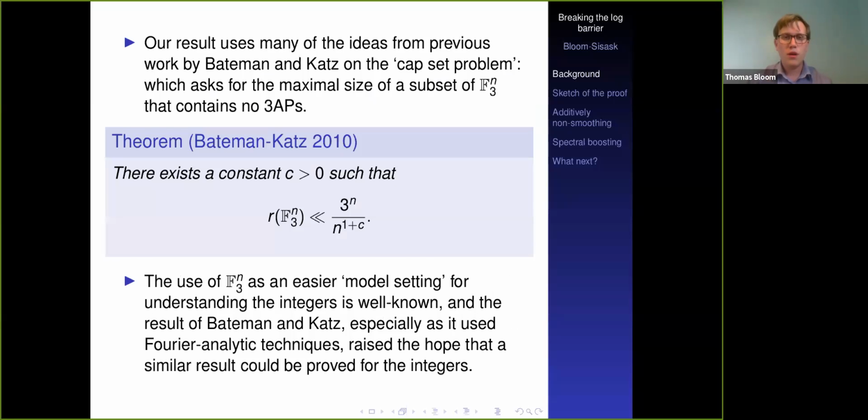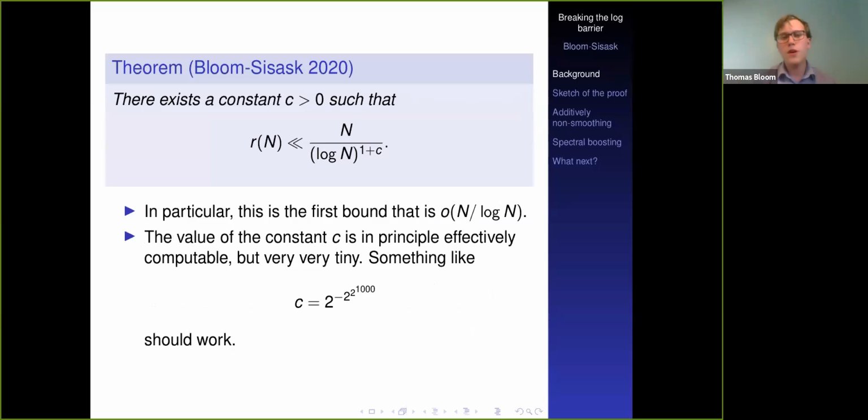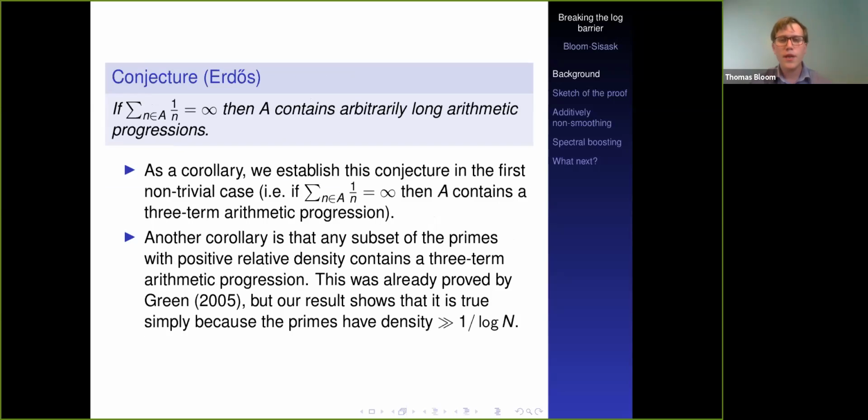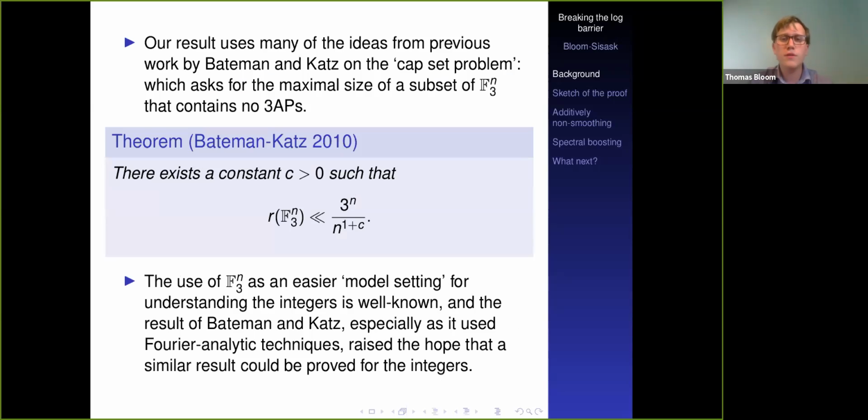So let's go back to point out the form of the result. This type of upper bound of n over log n to the 1 plus c might look a little strange to you if you're a relative newcomer to the area. Indeed, 1 plus 2 to the minus 2 to the 2 to the 1000 is certainly not at all a natural exponent c, and it seems like a very strange result to prove. But the form of this result won't come as a surprise to many in the area, because it is an analogous result to a breakthrough result by Bateman and Katz about 10 years ago.